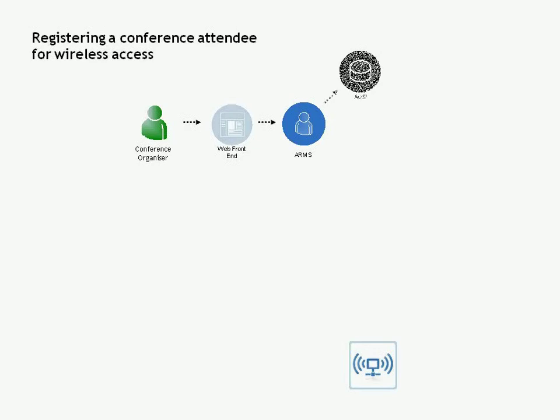Once they do that, the whole process is audited. So everything that happens to a user within ARMS is recorded in an audit database. So when it was created, who it was created by, when the account was activated, when the account was deactivated, and if the account gets deleted, when it was deleted. So there's a full audit trail of that.